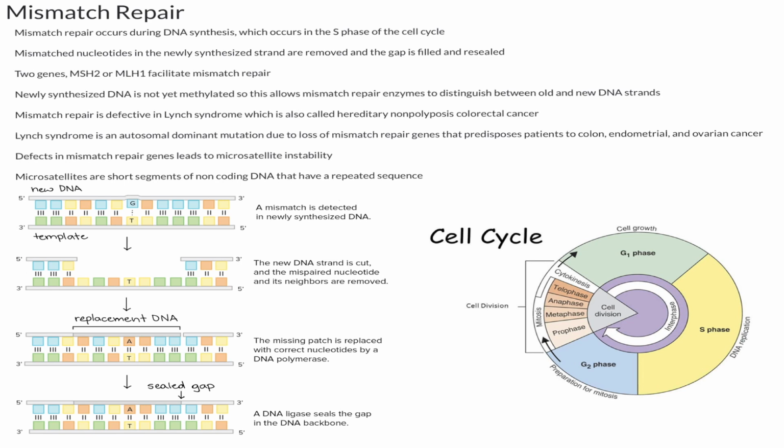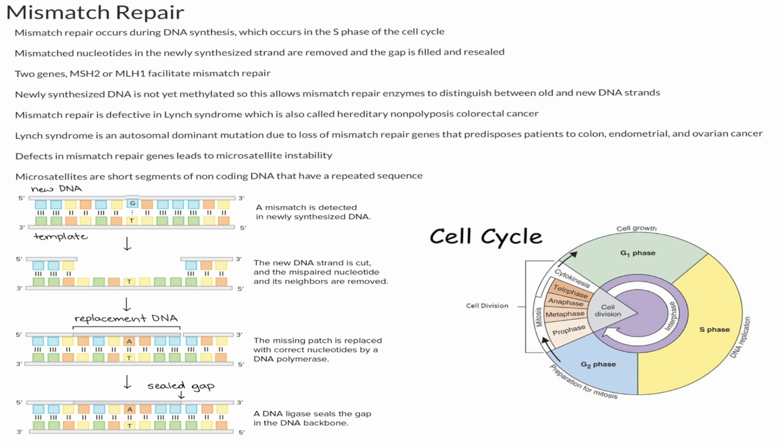When you have a mismatched nucleotide, you need to repair it. Otherwise, as you'll see, it can cause cancer. Now let's take a look at this diagram down here. So what happens is that the new DNA is being made and then a mismatch is detected in the new DNA. So two genes, MSH2 or MLH1, are heavily involved in facilitating mismatch repair.